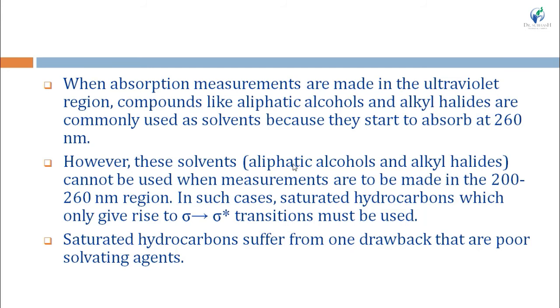Now, here we have discussed solvents. When absorption is measured in the UV region, aliphatic alcohols and alkyl halides are used as solvents because they start to absorb at 260 nanometer. But when absorption is measured in the colorimetric region, in such cases saturated hydrocarbons are used because they absorb in 200 to 260 nanometer. But these saturated hydrocarbons suffer from one drawback, that they are poor solvating agents.